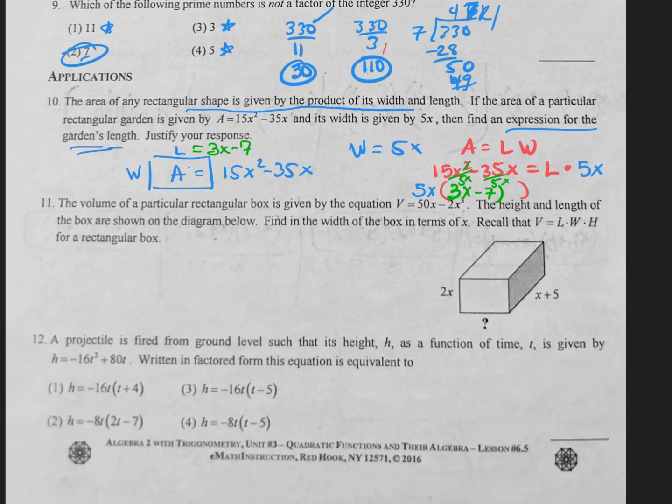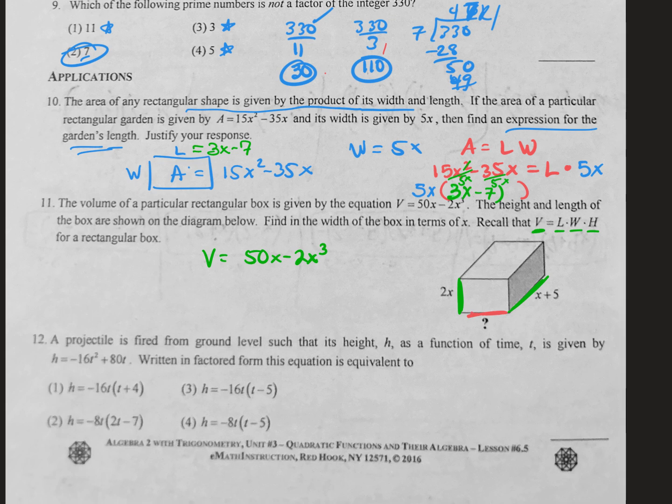Number 11, the volume of a particular rectangular box is given by V equals 50x minus 2x cubed. So volume is length times width times height. So multiply all these dimensions, and it looks like they've given us the height. They've given us the depth here. I don't know if they're calling that width there, maybe. Find the width. So nope, they're calling this the width.